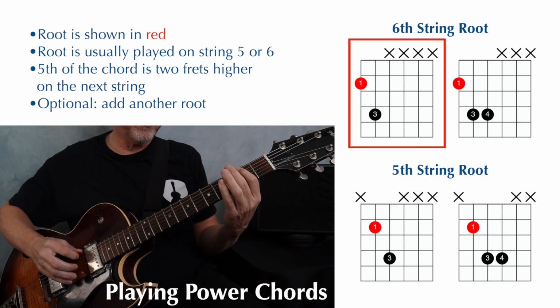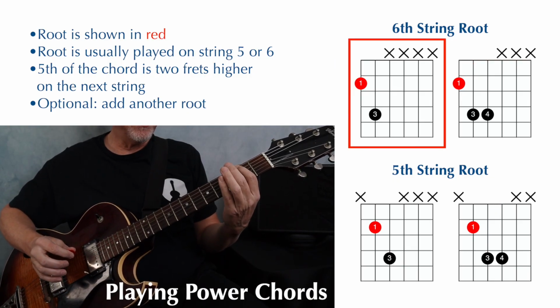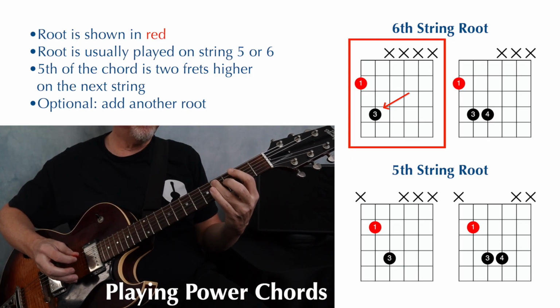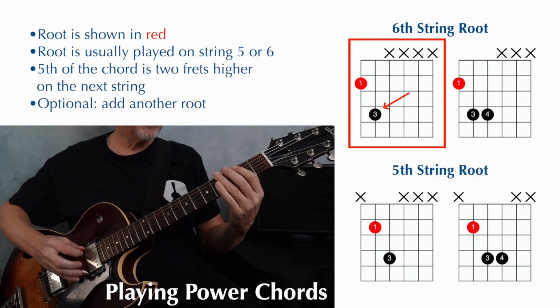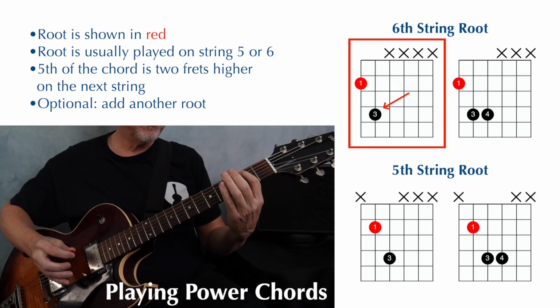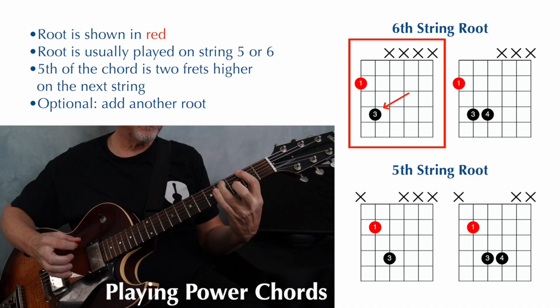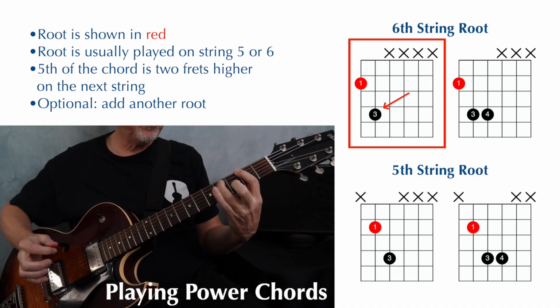Now, if the root is on the 6th string, you can find the 5th of the chord 2 frets higher on the 5th string. And in power chords, you play the root with your 1st finger and you play the other note with your 3rd finger. Now that's the 2-note version.